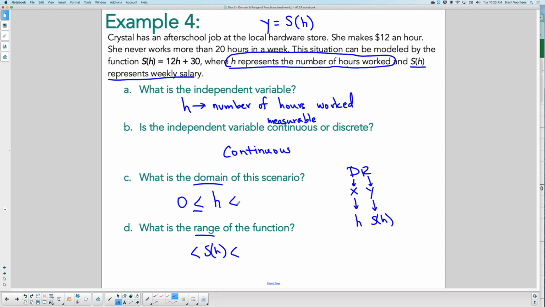On this problem, they tell us, what's the maximum number of hours you could ever work? What's the largest number of hours? 20. Now, could you work exactly 20 hours? Yeah. Put a line underneath.